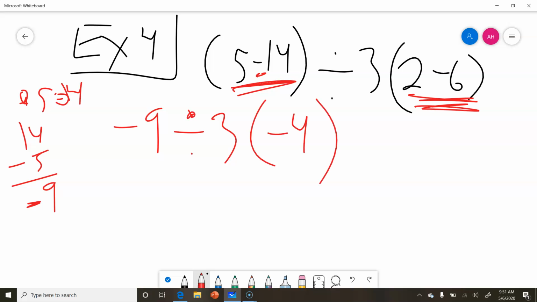Okay, now the tempting part here is to do the multiplication, right? The 3 times the negative 4. But no, we can't do that. We have to do the order of operations, which says to do this one first.